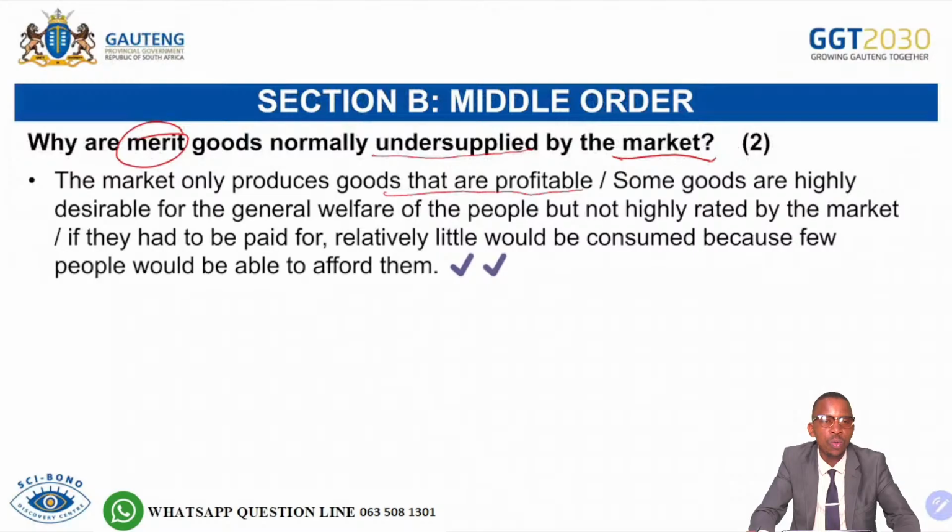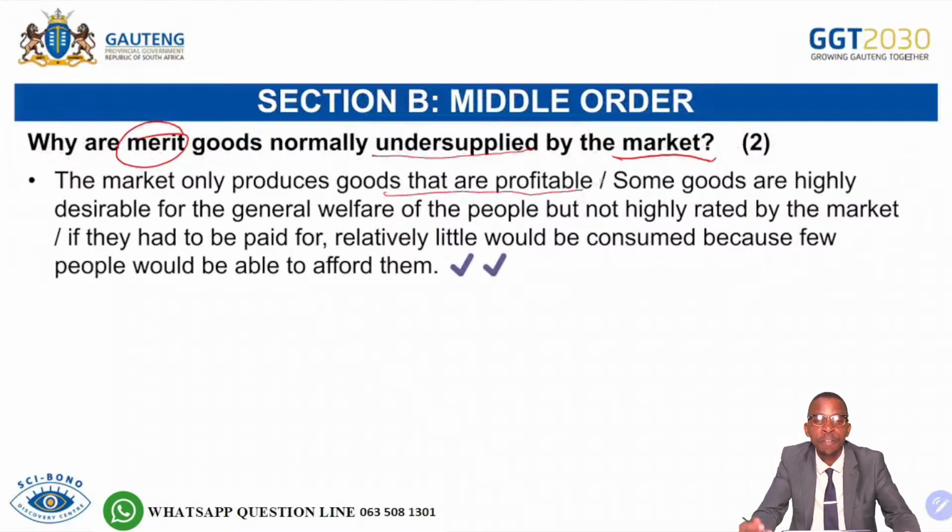Remember, merit goods include education, healthcare, and defense force. So in this situation, these merit goods should be provided by the market, because the market is obviously responsible to provide all goods and services in the economy, but they are being undersupplied because the market will only produce goods that are profitable and goods that consumers are willing to pay for. If consumers are not willing to pay for some goods and services, the market cannot supply those goods, because the market is profit motive.